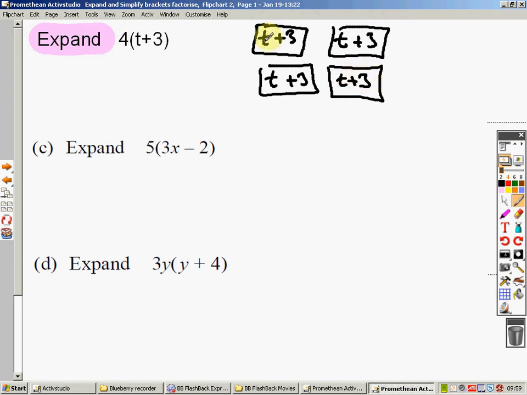Well, hopefully you can see you'd have 1, 2, 3, 4 t's and 1, 2, 3, 4 threes, but 4 threes would be 12. And they're positive threes, so it's plus 12. So the answer there is 4t plus 12. There is another way to do it, which I hope students would progress to, and they would say 4 times t is 4t, 4 times 3 is 12, giving me 4t plus 12.